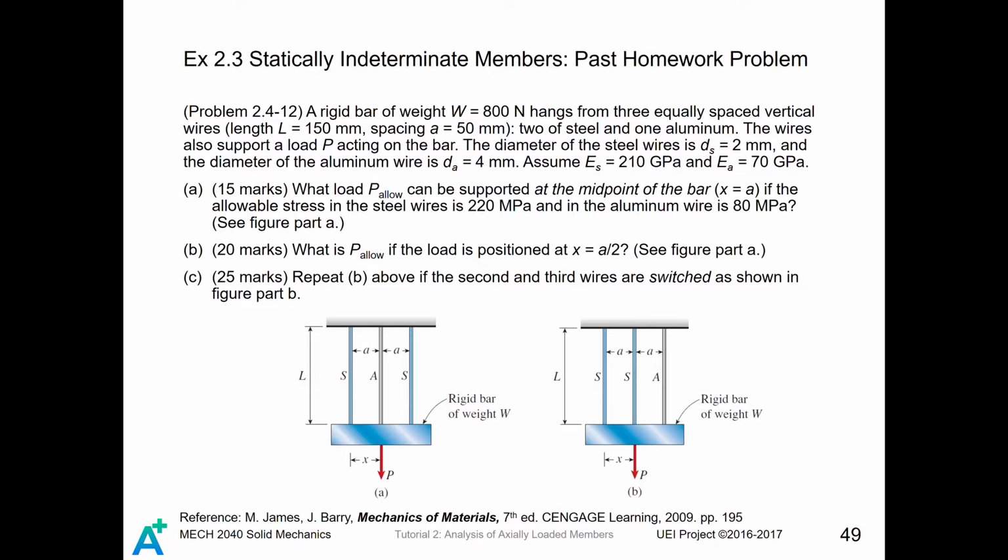gigapascal. Firstly, we consider, if the load is located in the middle, what load can be supported if the allowable stress in the steel wires is 220 megapascals and that of the aluminum wire is 80 megapascals. Besides, what is the allowable load if it is positioned at x equals a divided by 2, which means what if the load is shifted leftward? Besides, we have to repeat this problem by switching two wires such that those three wires are not symmetrically distributed. Now let's consider each problem one by one.